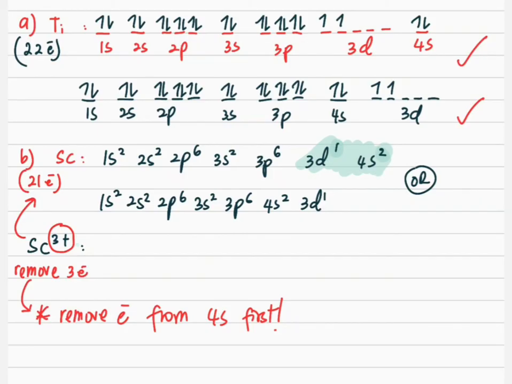Jadi untuk Sc3+, the spdf notation is 1s2, 2s2, 2p6, 3s2, 3p6. Jadi dah tak payah tulis dah 3d dengan 4s sebab kita dah buang 3 elektron daripada this orbital. Alright.